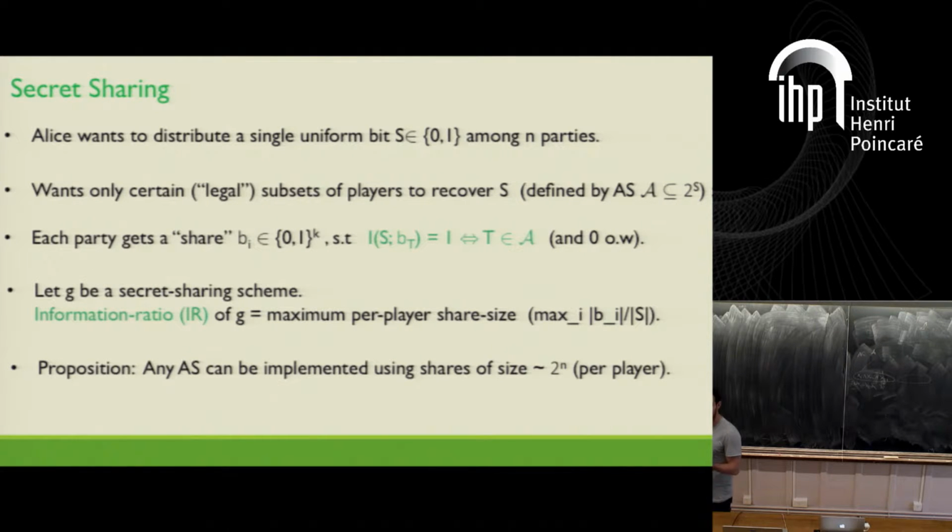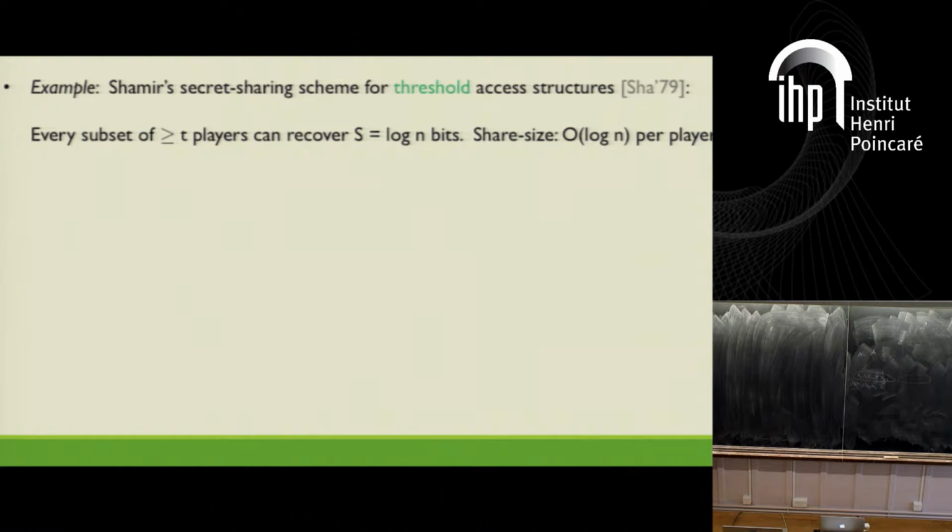Let me give you an example of a special case in which we can do much better than exponential size. This is maybe the result that in some sense initiated the field. This is a classical secret sharing scheme of Shamir, which treats a special case of access structures: threshold access structures.